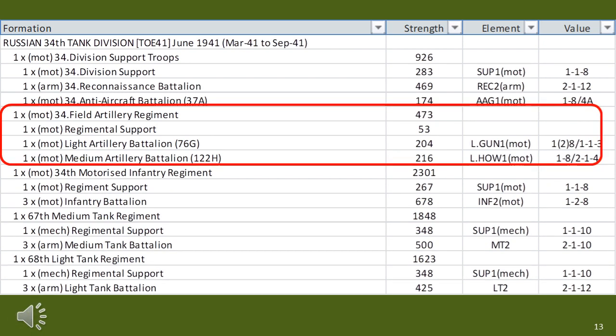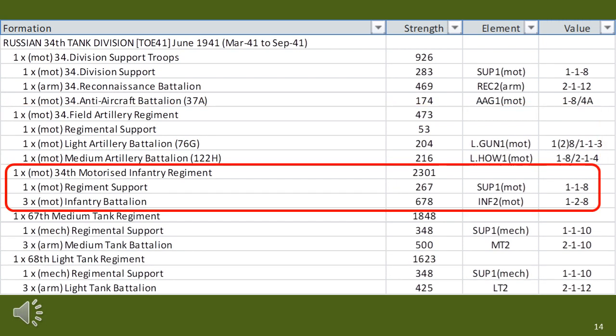Drilling down to the regiments in more detail, the artillery regiment, which was fully motorised, consisted of one light artillery battalion consisting of 76mm guns and a medium howitzer battalion consisting of 122mm howitzers. For a divisional size formation, this was rather light in terms of artillery, but does compare with, let's say, the German Light Division in 1939.